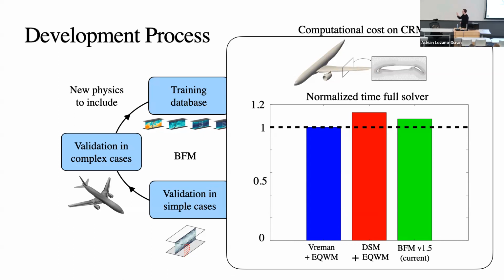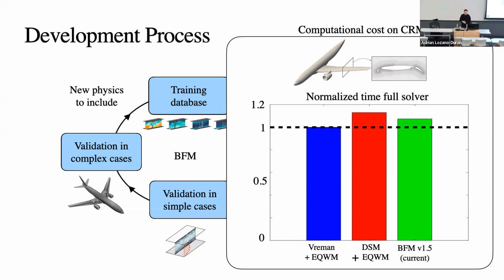So I'm showing this normalized time of running the solver. Imagine that I run my solver on that aircraft, and I use two traditional models. That's the blue and the red. The blue is the Breman grid scale model with the equilibrium wall model. The red is the dynamic Smagorinsky model with the equilibrium wall model. And the green is our model, version 1.5. I normalize everything with the Breman model because it's the cheapest, so it's 1. So you can see here that our model lies in between.